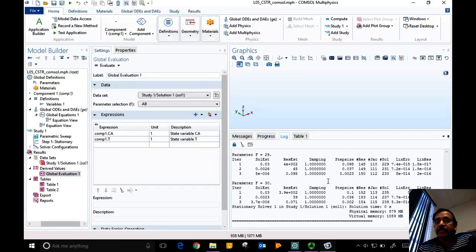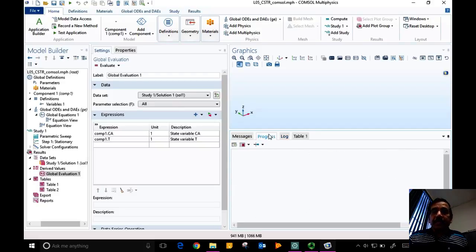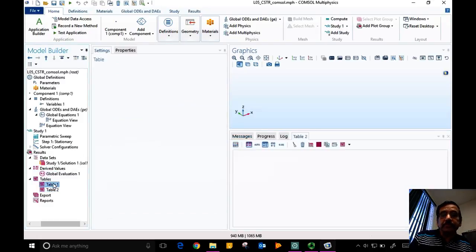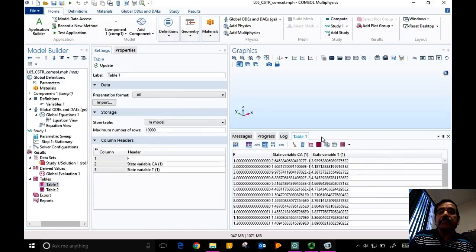Yeah, another indicator is this log because it shows you as it solves f equal to 30, f equal to 29, how many iterations it took and what the errors are, right? So that also is an indication that the continuation method has worked. There is a way to make this plot, but I'm not sure I can figure this out now.